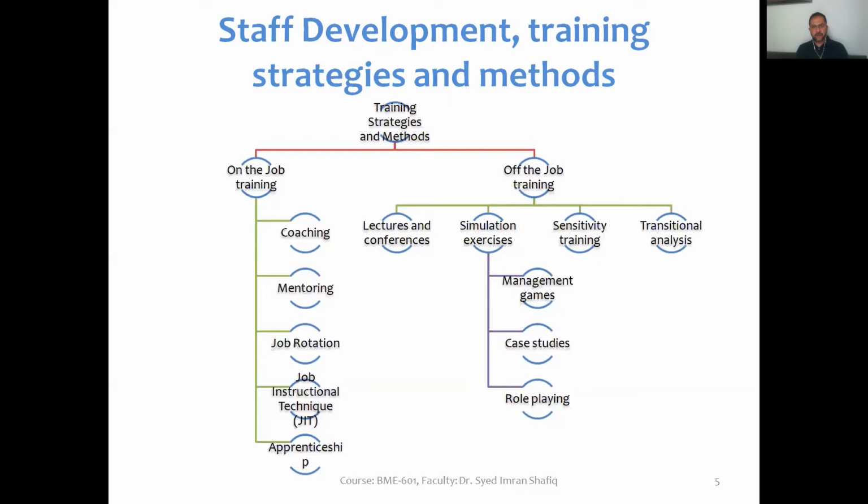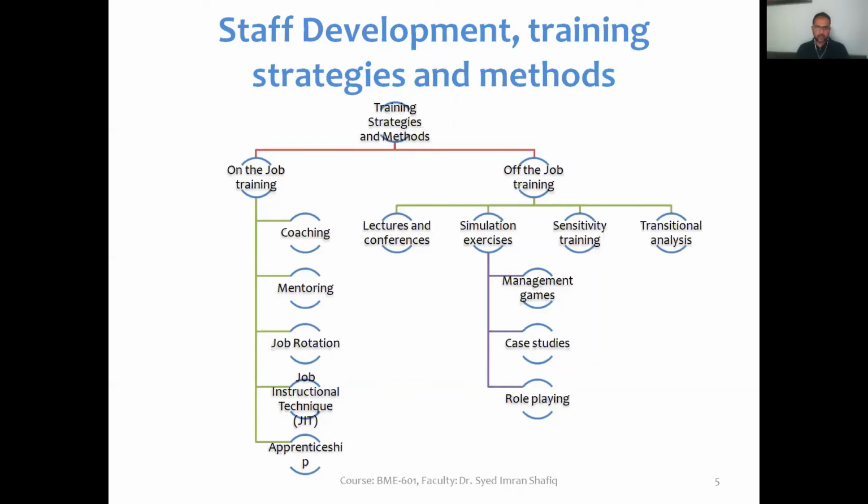So if we look at the figure, we can classify these training strategies and methods into two groups. First one is on the job training. It is the training or methods which we can give to the employees while they are doing their job. Another one is off the job training. In this method, while the workers are not on the practical, they are not performing practically on the job, they can be trained also. So we will discuss all these methods in detail.